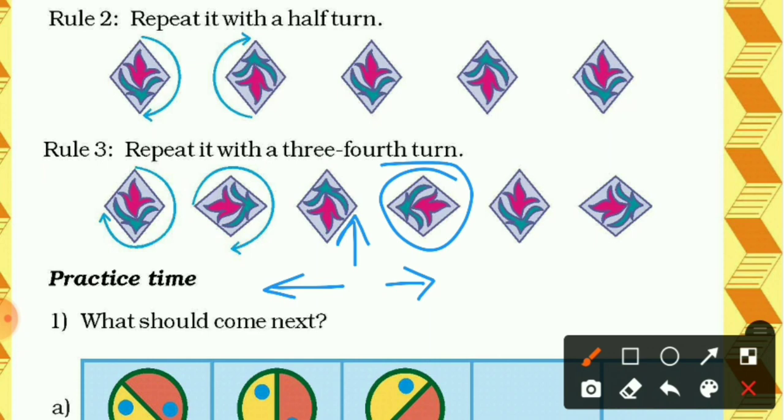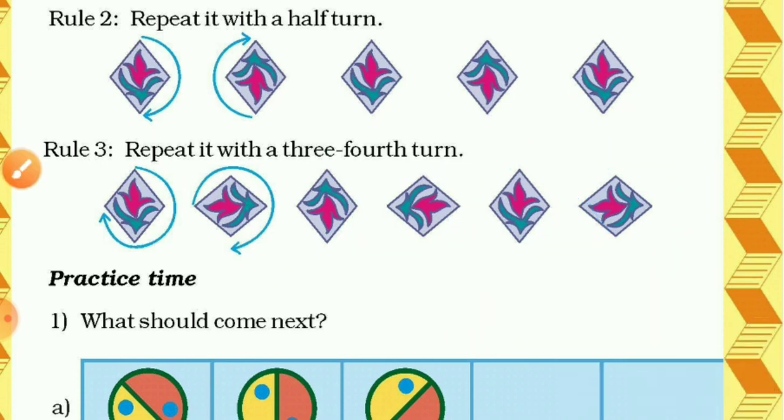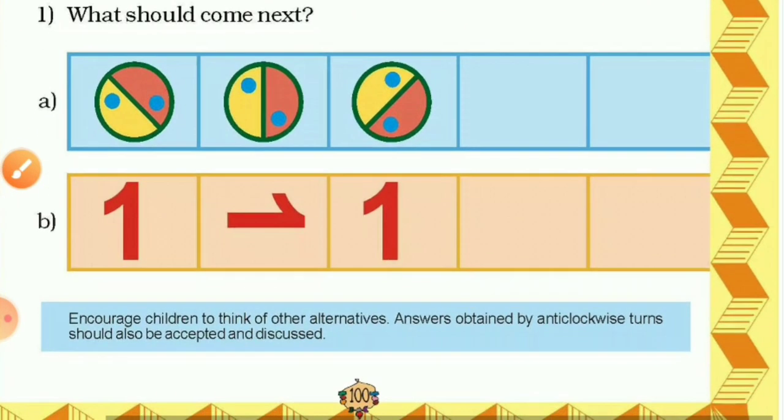So here you can see. Now in the next picture, 3/4 turn, how will it look? Once again, let's calculate. In the first turn it will look downside, in the second turn it will look left side, and in the third it will look upside. So here you can see it is facing to the upside. In the next picture it is similar. Now we have some questions for your practice time.